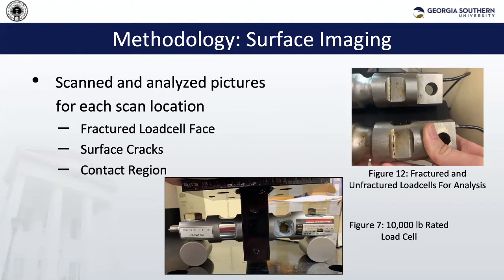3 major locations were identified for scanning. The first of which was the fractured face itself and is identified by the white circles on the screen right now. The second of all of these is the surface cracks on the unfractured load cells, shown right there, and also right here is the small one. And the final one is the contact region between the load cell bracket and the load cell itself to see how the wind loading is really hitting this load cell.